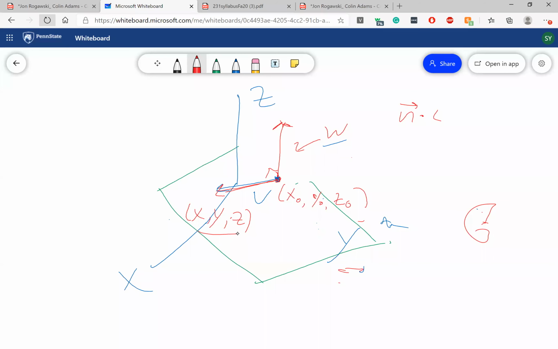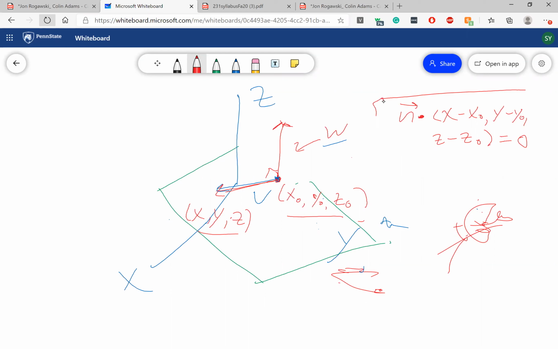But there's some condition on this, and the condition is that the dot product of this with the normal vector, so the dot product of the vector going from x0 to x, so it's going to be x minus x0, y minus y0, z minus z0, is equal to 0. And this is going to be the equation of the plane.